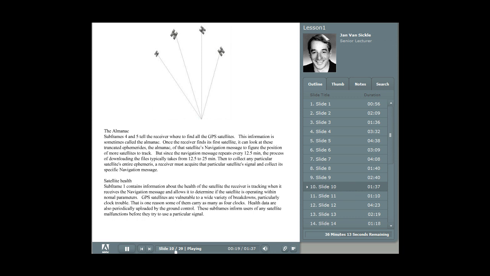Now, the navigation message repeats every 12.5 minutes. The time for a receiver to actually acquire the entire navigation message can take 12.5 up to 25 minutes on a cold boot, meaning starting a receiver that hasn't been turned on for a good length of time and needs to acquire the entire navigation message. But once it does acquire the whole thing, it can then spot the other satellites and acquire them pretty quickly after that. Also, there's information about the satellite health in the navigation message.